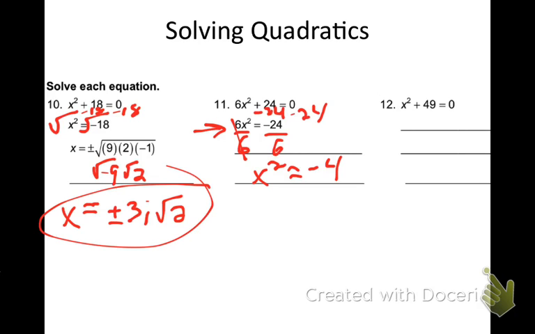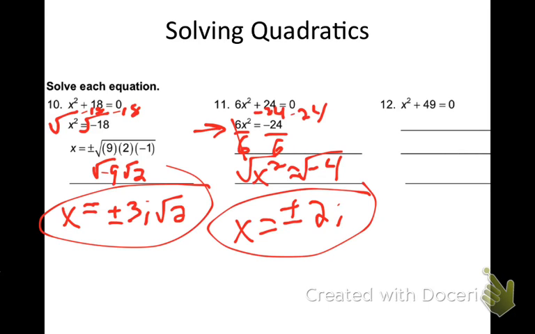Now, what would I want to do here, Marisol? Take the square root. Nice job. And that gets me x equals. The square root of negative 4 would be what, Nolan? What's the square root of negative 4? 2i. And now, because I'm doing both solutions, I need plus or minus 2i. Nice job, sir.